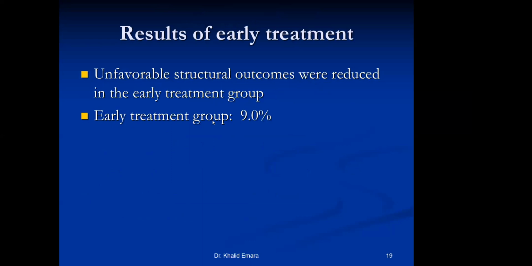Okay, the 5-year result of this early treatment found that the unfavorable structural outcome was reduced in the early treatment group, and the unfavorable outcome, retinal detachment, occurred only in 9% of the cases compared to 22% in the cryo-ROP study, which means that early treatment reduces the blindness from retinopathy of prematurity.